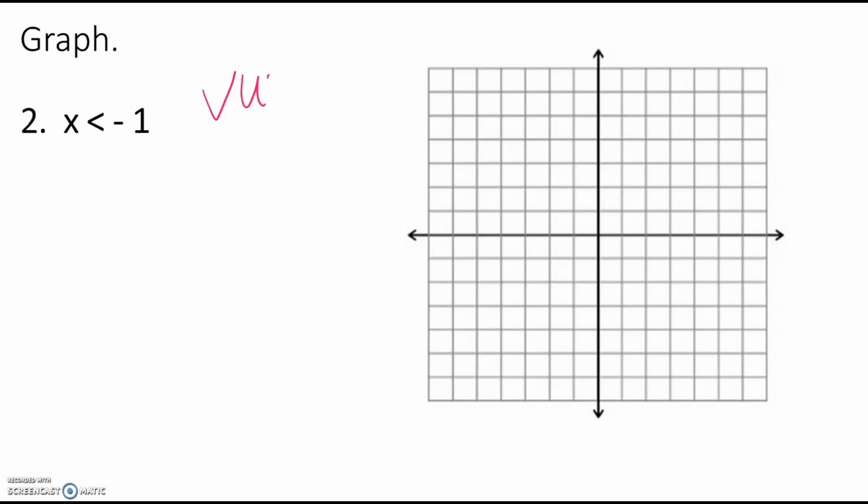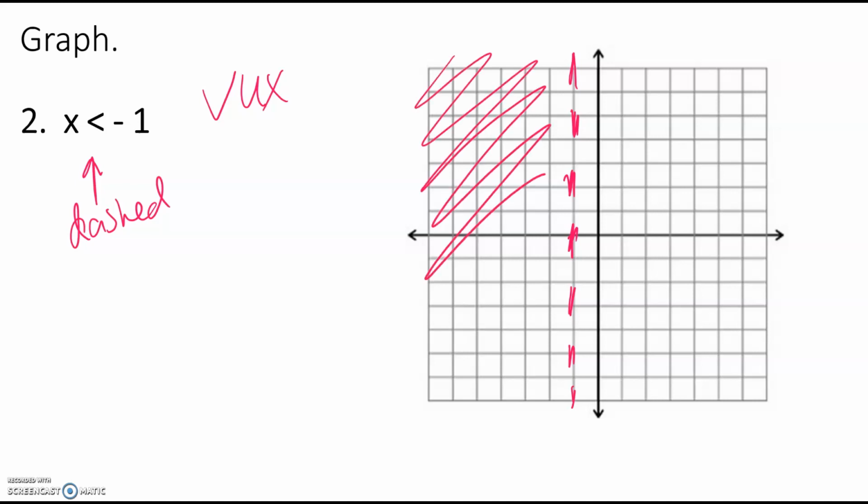Here's my next one. This one I gave you a vertical line. So I have a vertical line at negative 1. I don't have that or equal to symbol, so this is going to be a dashed line at negative 1. Vertically dashed line at negative 1. And this time it says I want things that are less than that number. So think about things that would be less than negative 1. So I'm going to shade to the left: left and less than.